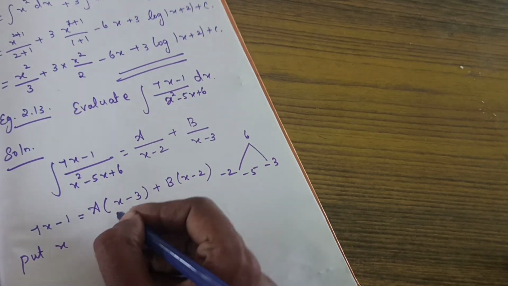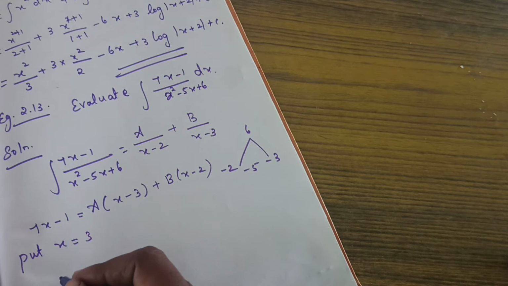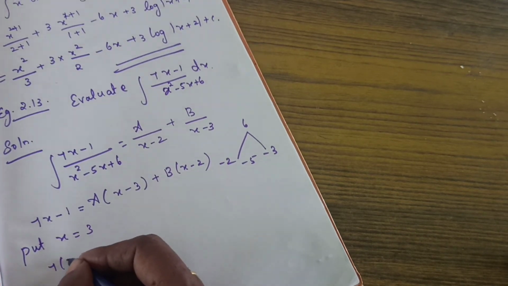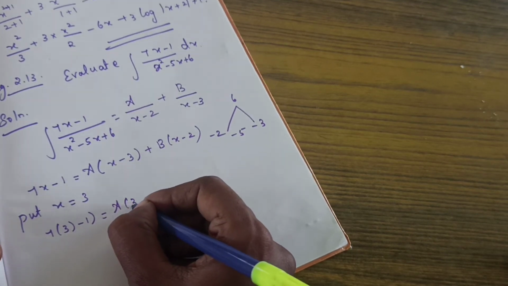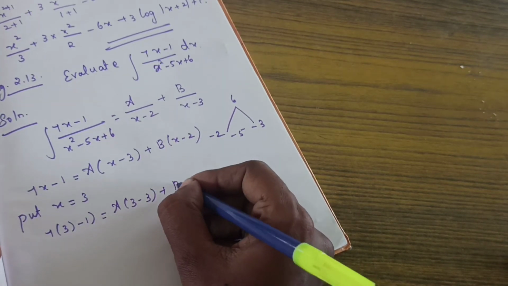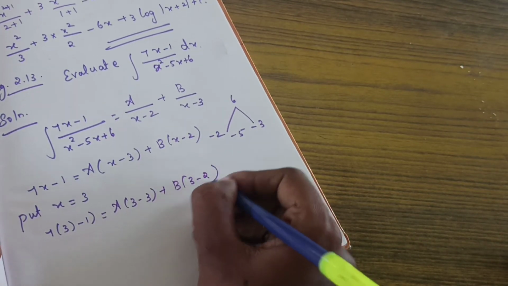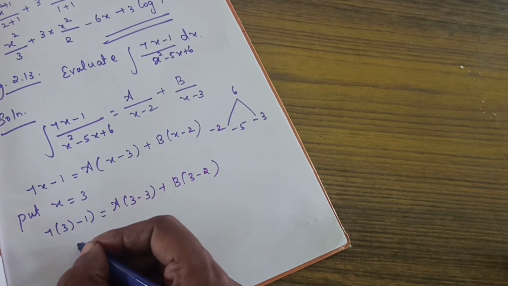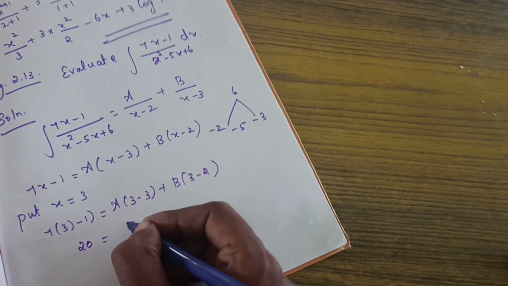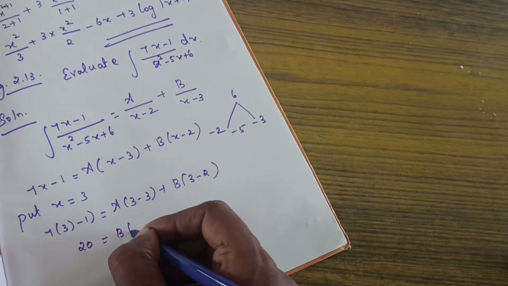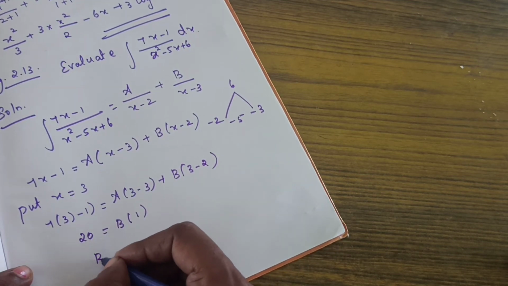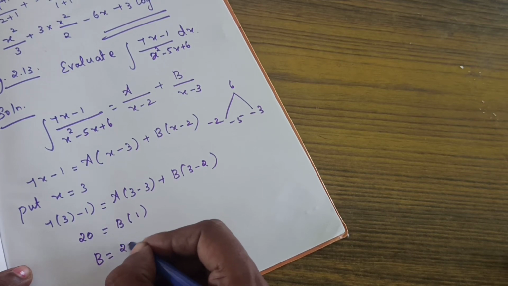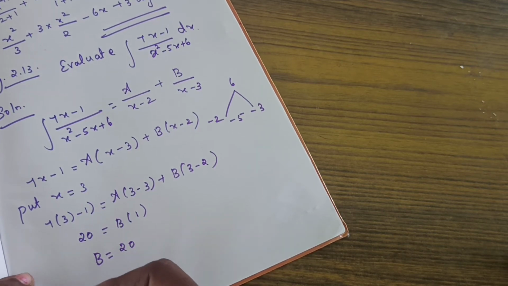Put x is equal to, if you are putting 3 here, this will become 0. x equal to 3 means 7 into 3 minus 1 is equal to a into 3 minus 3 plus b into 3 minus 2. 7 into 3 means 21 minus 1 means 20, equal to this one 0, b into 1. Correct? So how much you will get? b is equal to 20. Okay, then next one, how much you will put?